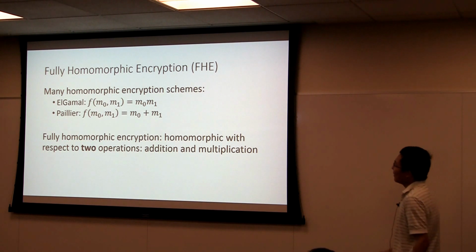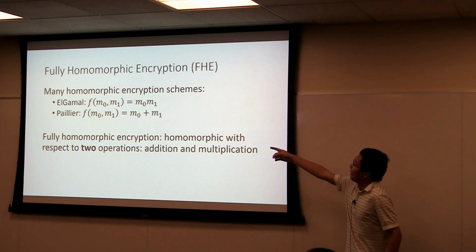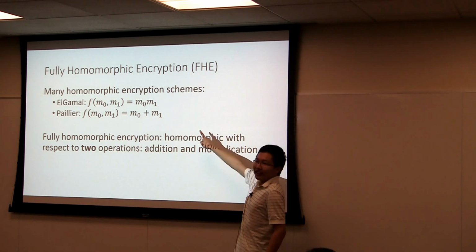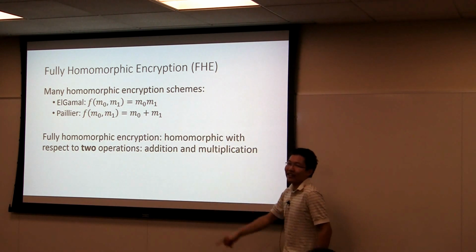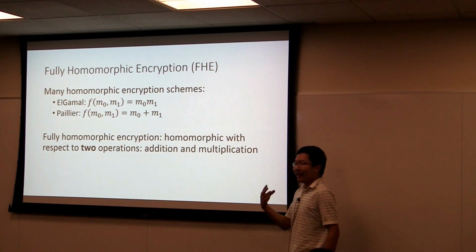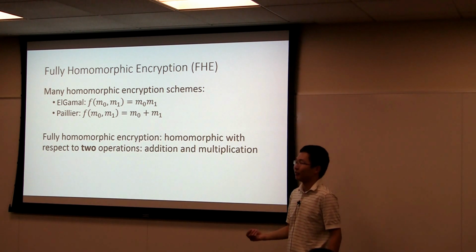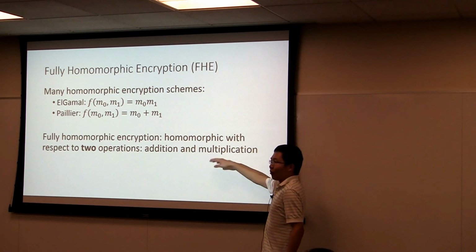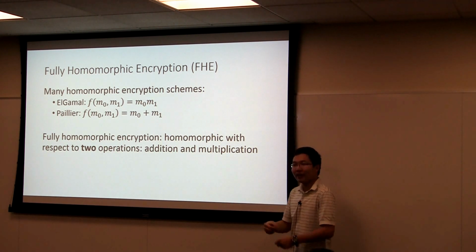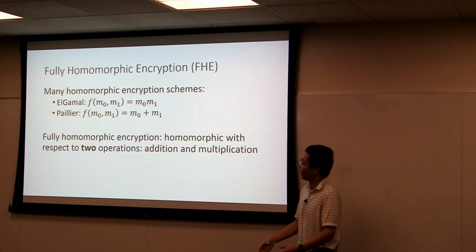OK. But so far, at least in the 2 examples I've given, the function f is one function. It's either multiplication or addition. So the natural question to ask then is whether there's a homomorphic encryption scheme that's homomorphic with respect to more than one function. In particular, homomorphic with respect to 2 operations. What if I want to add and multiply? I don't want to just add. I don't want to just multiply. I want to do both.